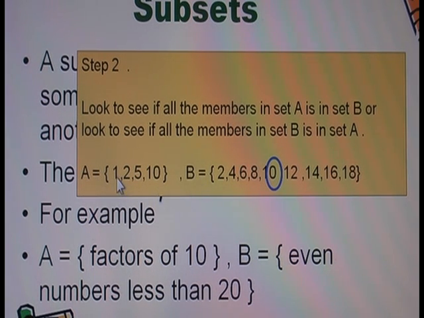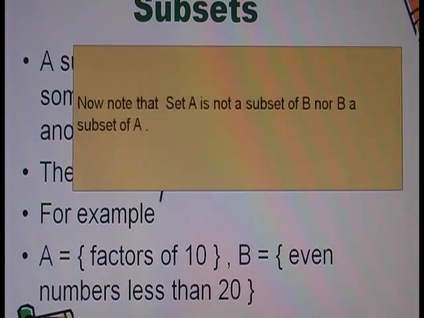But note, there's one that is not in set B but is in set A. 5 is not in set B but is in set A. So all the members of set A are not a part of set B. Therefore set A is not a subset of set B. And why? Because all the members of set A must be in set B for it to be a subset of set B. So note that set A is not a subset of B, nor is B a subset of A.